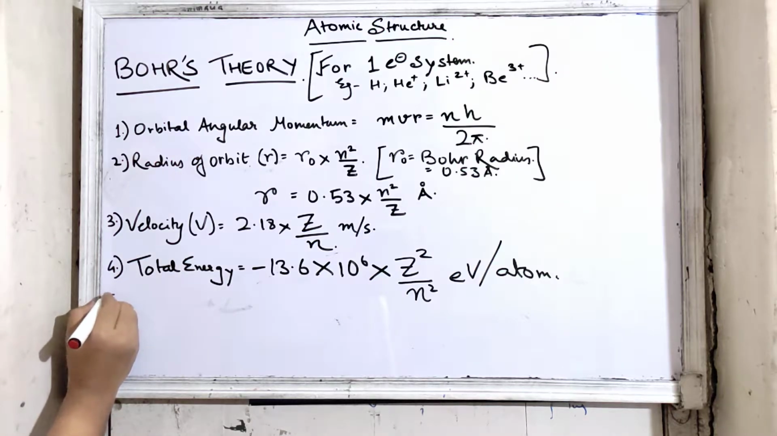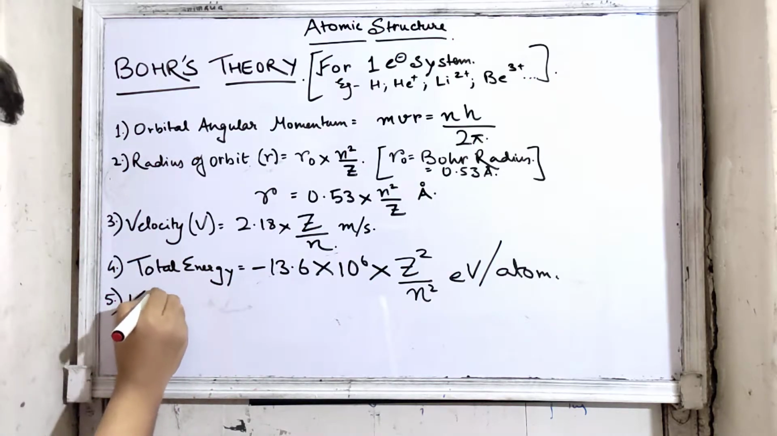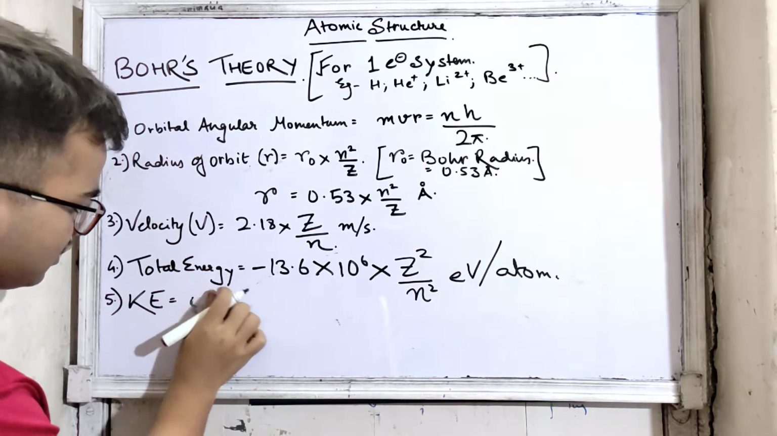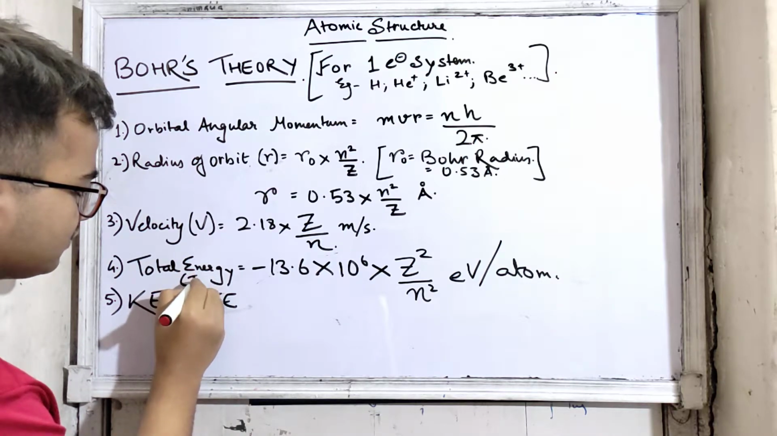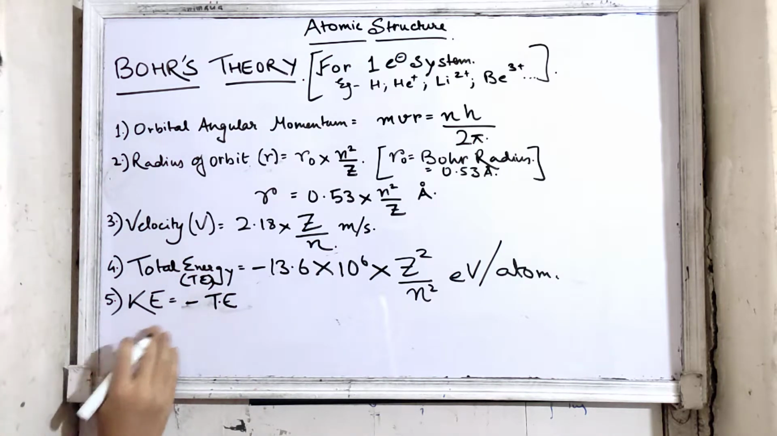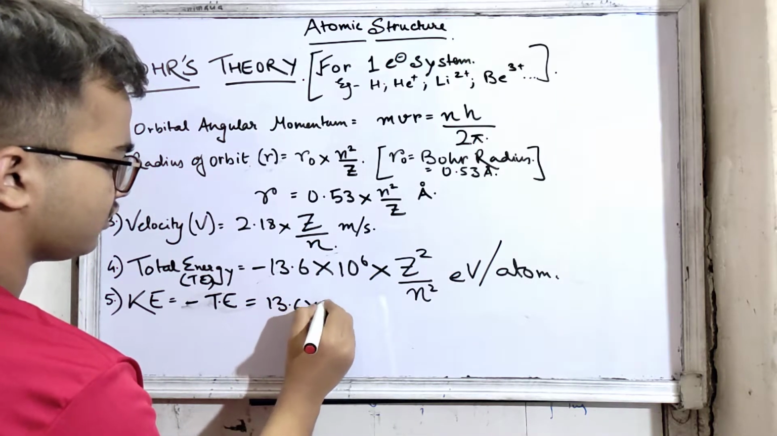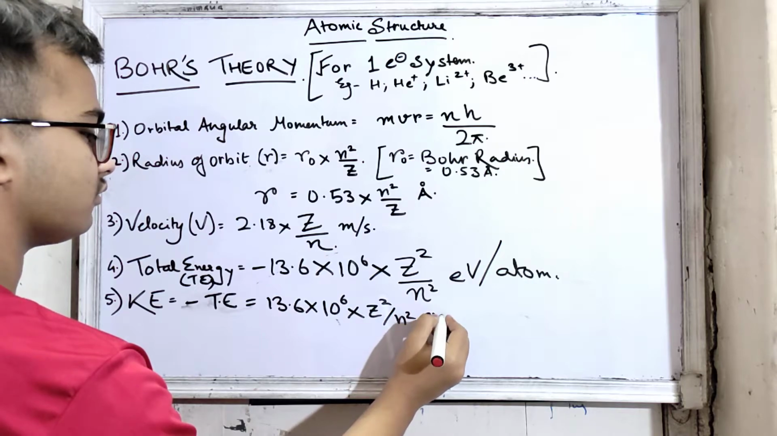Number 5. Now about the kinetic energy. Kinetic energy is nothing but the same thing but the negative of this. That means 13.6, let's write it as minus TE. Total energy I am taking as TE. So kinetic energy is equal to minus TE equal to 13.6 into 10 to the power 6 into z square by n square electron volt per atom.